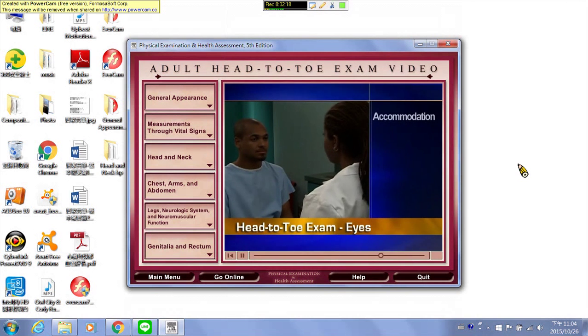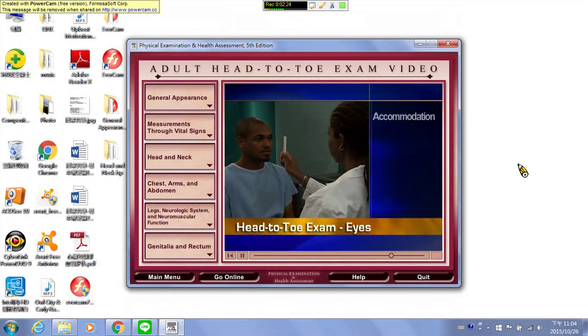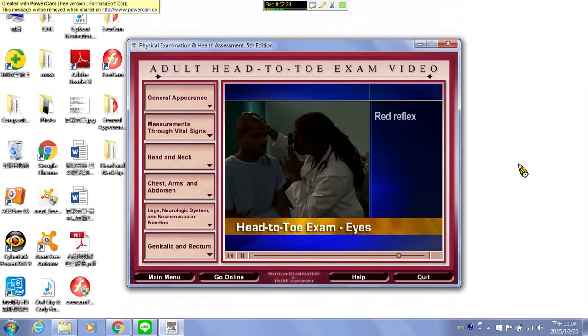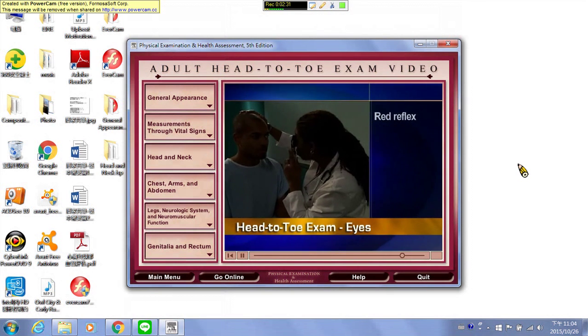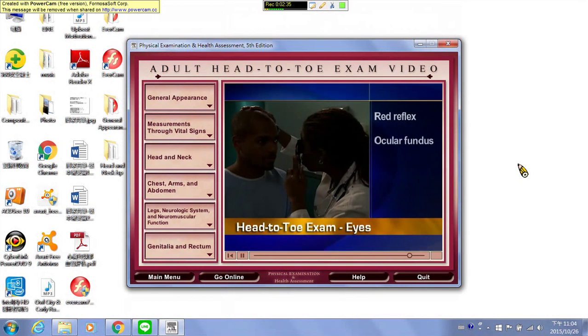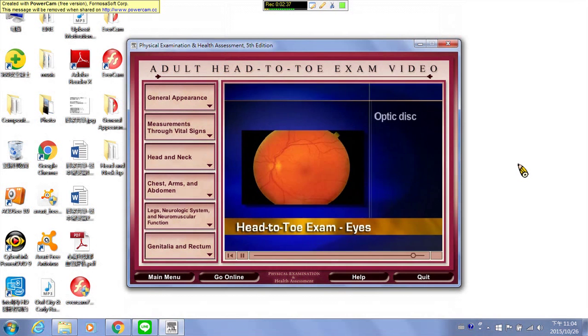Now I'm going to need you to look at my pen. Then test for accommodation. Now look at the wall. I need you to look at the wall for me. After darkening the room a bit more, use an ophthalmoscope to check the red reflex. Then inspect the ocular fundus, including the optic disc, retinal vessels, general background, and macula.